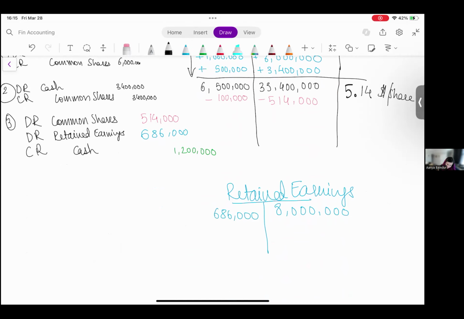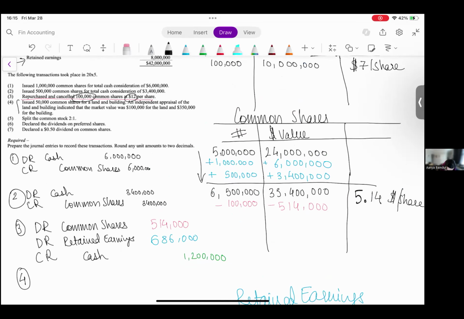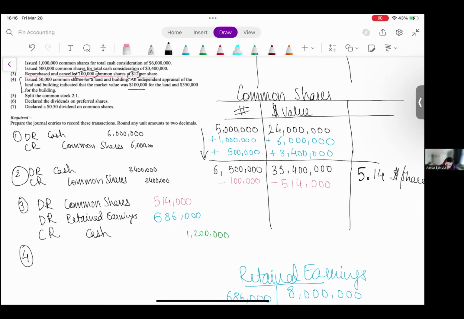Okay. Now let's go to point 4. Point 4 tells us that we issued 50,000 common shares for land and building. The independent appraisal of the land and building indicated the market value is $100,000 and $350,000. So in this case, instead of accepting cash for the common shares, we've issued them in exchange for some building and land. Just remember, if we are exchanging common shares for anything other than cash, we record the transaction at the value of the assets that we are gaining in return. So in this case, we're gaining $100,000 worth of land and $350,000 worth of building.